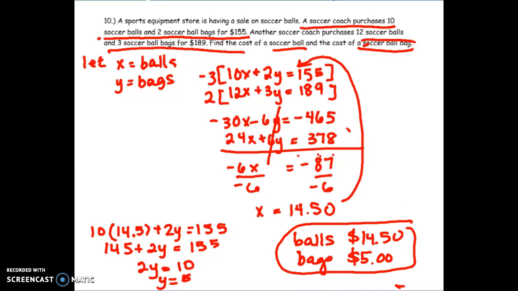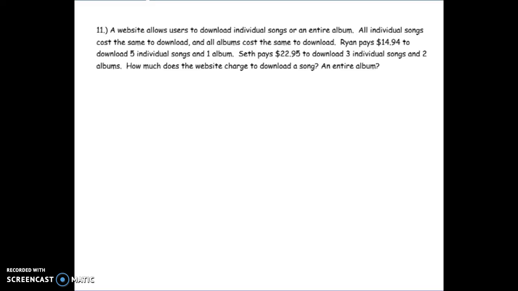All right, the last word problem we have. Okay, let's look at it. A website allows users to download individual songs or an entire album. All individual songs cost the same to download and all albums cost the same. Ryan pays $14.94 to download 5 songs and 1 album. Seth pays $22.95 to download 3 songs and 2 albums. How much does the website charge to download a song or an entire album? So let's let X be the album. Okay, album cost. And let's let Y be the song cost.